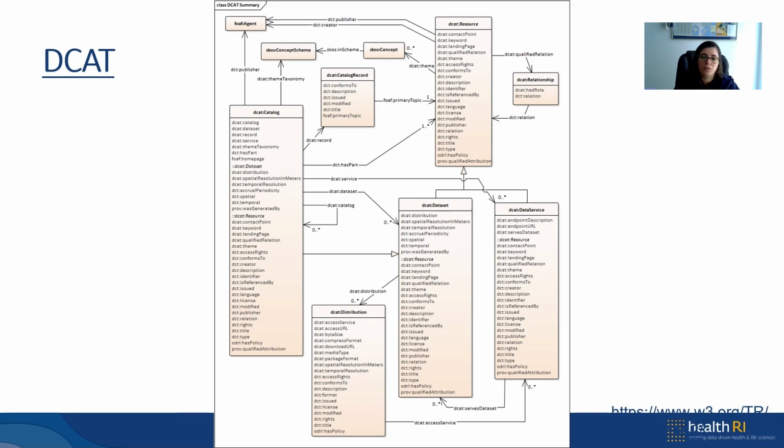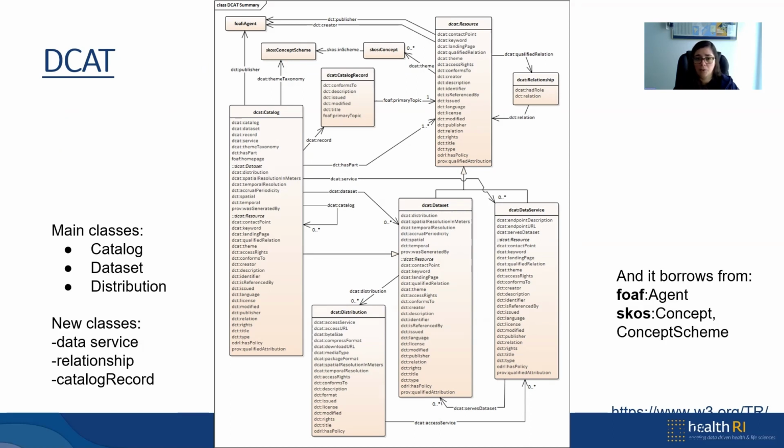So this is DCAT at first glance. Don't try to read it. You can access the link at the bottom and explore on your own. But this is an overview. Each of these big boxes is a class, and then you see a list of the properties of each class. So the main classes in the case of DCAT are catalog, here on the left, dataset in the middle, and distribution.